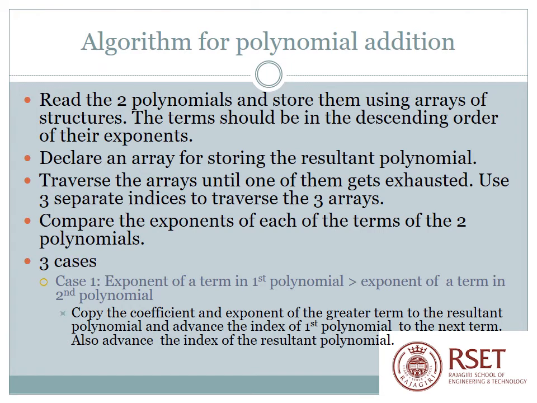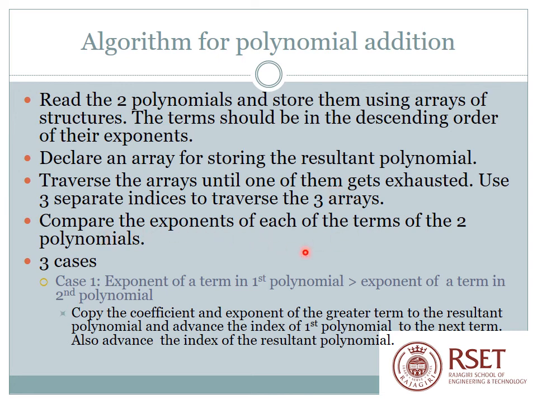So the algorithm for this. What I have already mentioned, I've just written it stepwise. So you have to read the two polynomials and store them using arrays of structure. The terms should be in the descending order of their exponents. Then you have to declare an array for storing the resultant polynomial. Now traverse the arrays until one of them gets exhausted and use three separate indices to traverse the arrays.